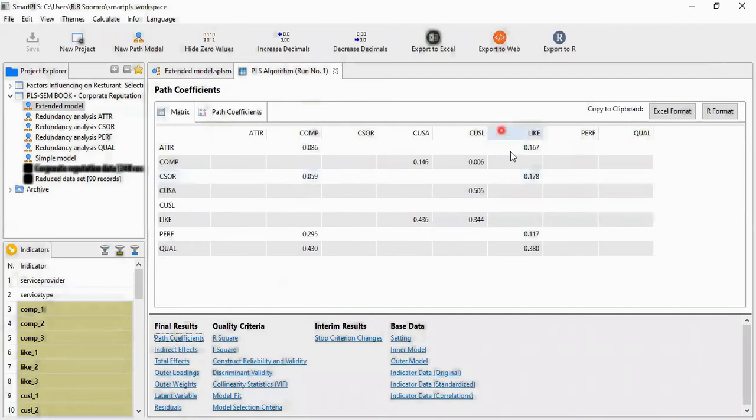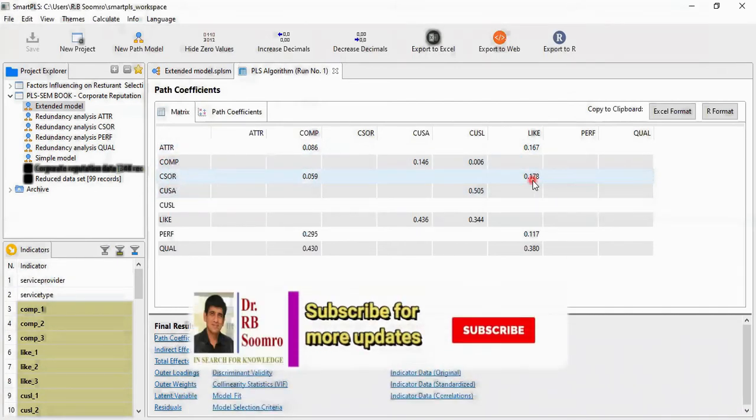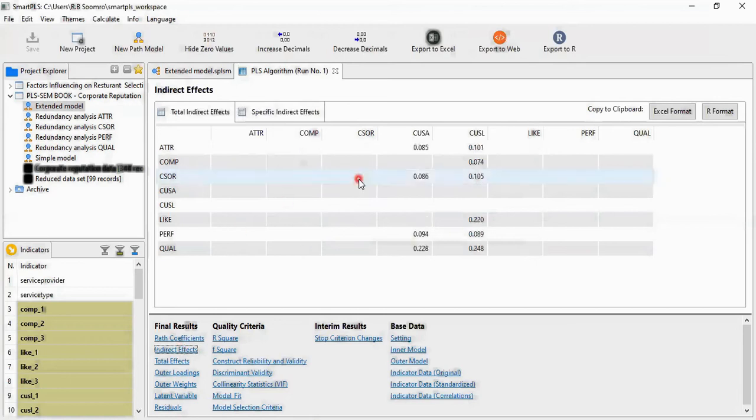These are the path coefficients. You are looking here at the path coefficient between the attraction and the company, the attraction and the likability, and then the CSOR between the COMP, and then the CSOR between the likability. So these are some of the path coefficients, and these are our indirect path coefficients, where we want to check the impact of attraction on CUSL through the CUSA, and the impact of the quality on the CUSL through the CUSA. So all these are indirect paths.